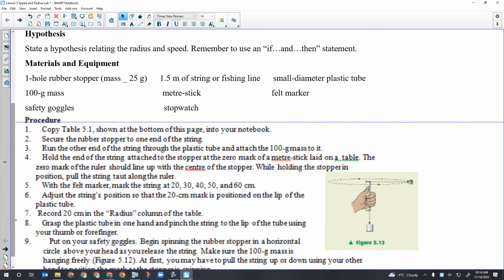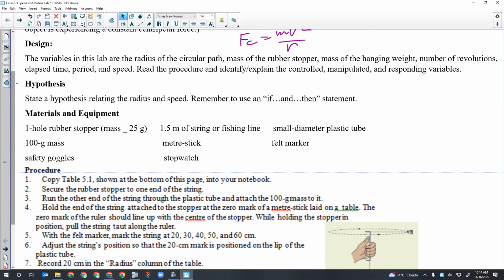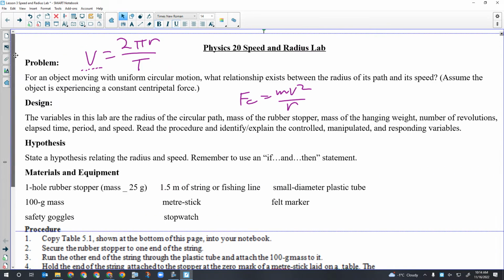All right, for our hypothesis, the if part of our hypothesis needs to talk about the relationship between radius and speed in this formula. The and part, as always, is going to describe the experiment. A rubber stopper will be whirled in a horizontal circle of increasing radius under constant centripetal force with its speed measured. Then tell me what's going to happen to speed as radius increases.